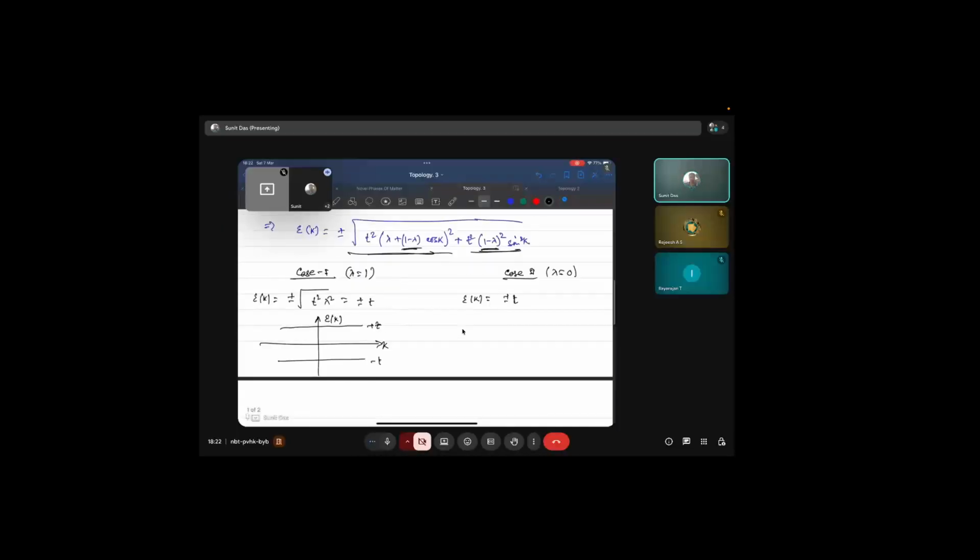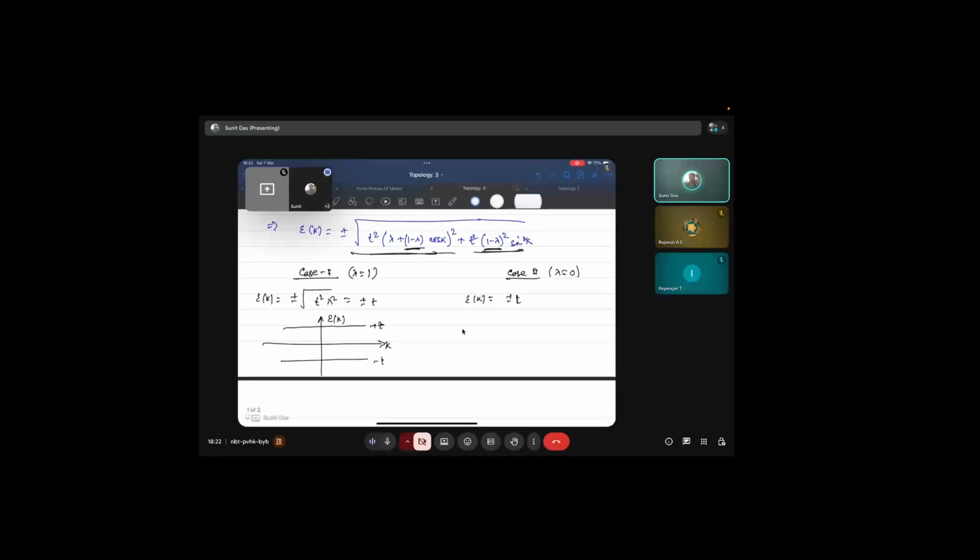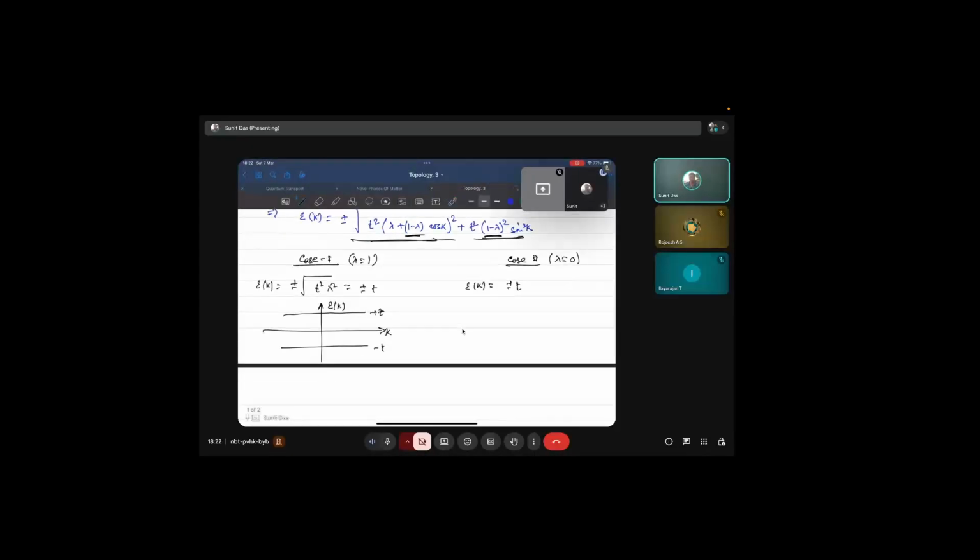So what will happen is that if lambda equal to 0, this part is going to vanish, and then the cos square k plus sin square k is 1. So t square remains under the square root, and you will get plus minus t. So again, you will have epsilon of k. There are two constant energy levels at plus t and minus t. Minus t energy level is the ground state, and so on. Same story follows, which is just the consistent case.